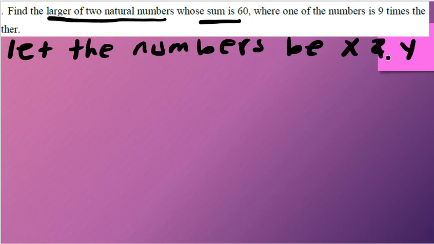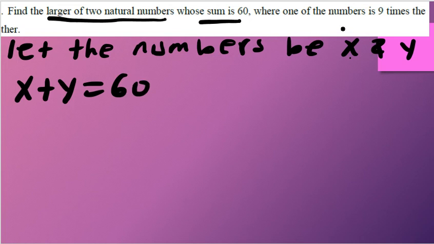This x and y are our numbers, the natural numbers that we are looking for. That means x plus y is equal to 60, given, where one of the numbers is 9 times the other. That means x is equal to 9 times y, or y is equal to 9 times x. It doesn't matter. You can say one of them is 9 times the other one. I said here x is equal to 9 times y.